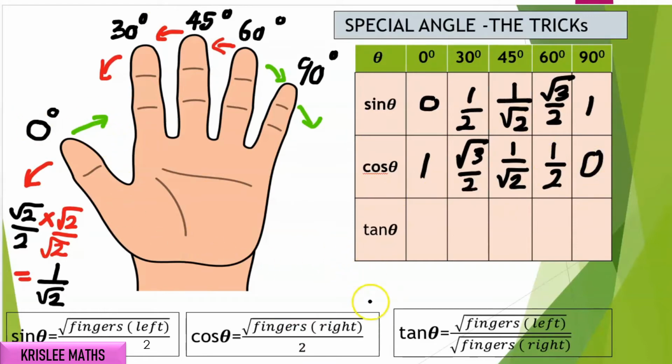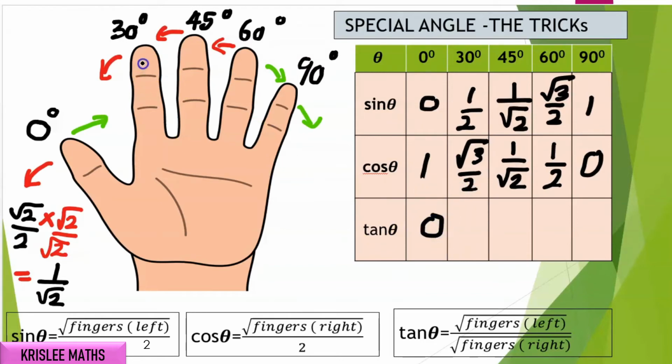Next let's find tangent theta. In order to find tangent theta, you have to take square root of the fingers on the left over square root of the fingers on the right. So let's start with tangent 0. For tangent 0, fingers on the left will be 0 over square root of 4. You simplify that, you will get 0.